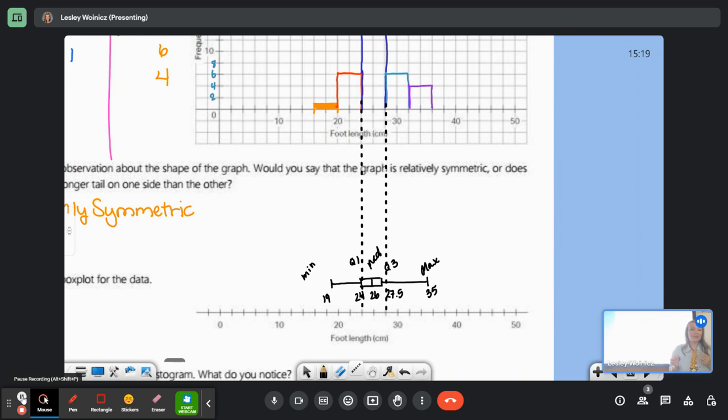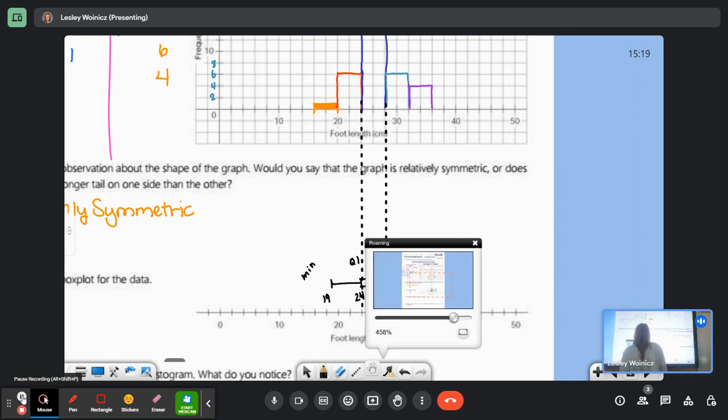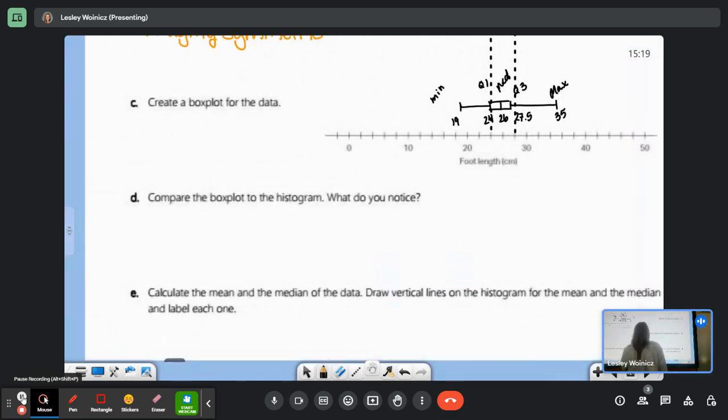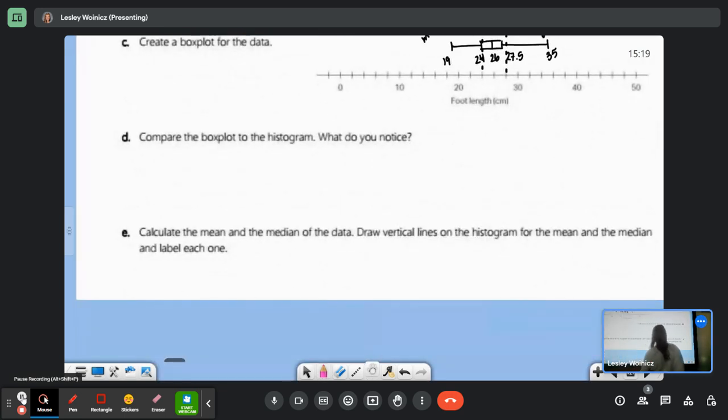All right, next we have to calculate the mean and the median of the data. Okay, we already have the median. It was in our 5-number summary. So what was the median from our 5-number summary? 26? Whoops. I'm in the wrong spot. Okay, so the median is 26. What about the mean? 26.05. Okay, 26.05. Now, when I made this, I did not realize how close those were.